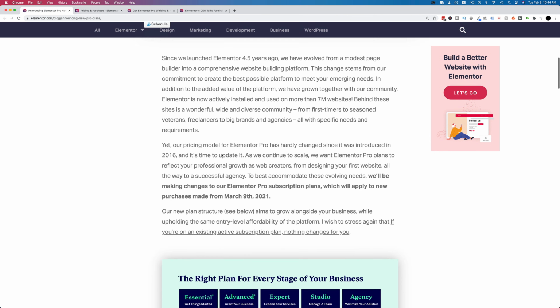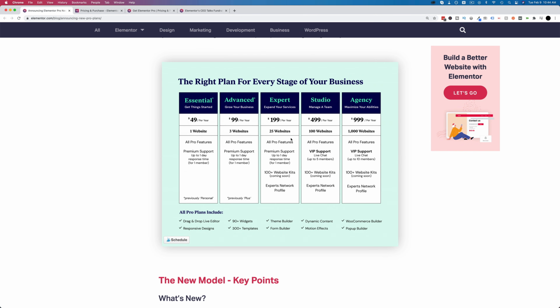So the bottom line is, after that huge digression, Elementor price is going up March 9th for the higher level plan, for the expert plan. 1,000 sites is going from $200 to $1,000. So if you're on the fence, get off the fence and buy it before the price goes up.